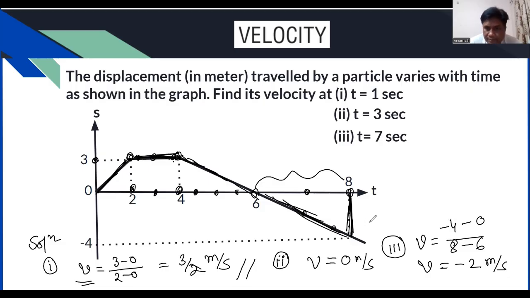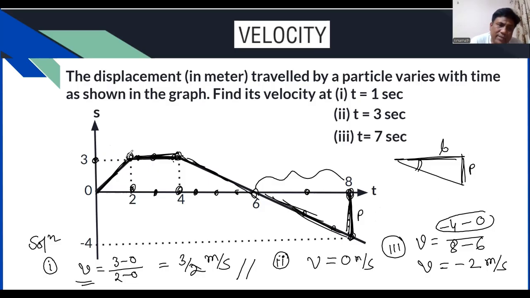Yes, sir. See, actually this is nothing but the perpendicular, okay? In this triangle, this is the perpendicular, this is the base. Slope is this only. So I am calculating perpendicular by base, okay? And this is actually always final position minus initial position, okay? Here also you can see I have written 3 minus 0, okay?